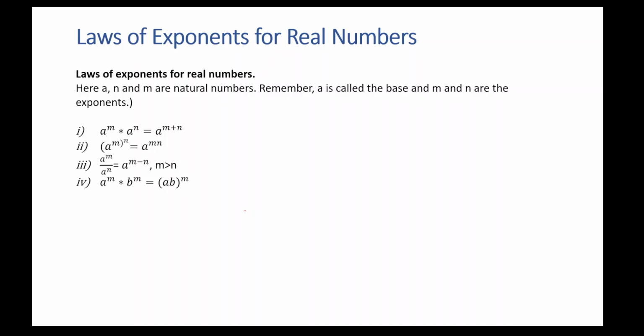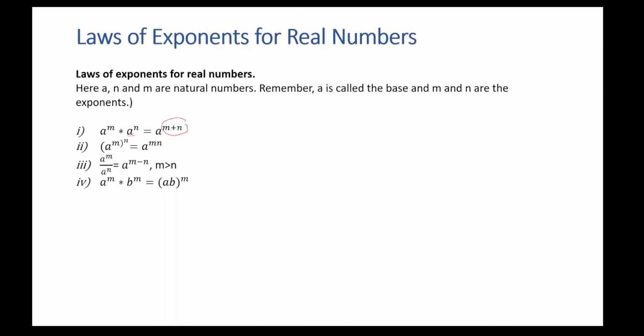Laws of exponents. When the base is the same and we are multiplying, we can directly add the exponents. So a power m into a power n is equal to a power m plus n. When taking a power of a power, we can multiply the powers directly. For example, 2 square whole cube is nothing but 2 power 6. Simply, a power m whole power n is equal to a power mn.